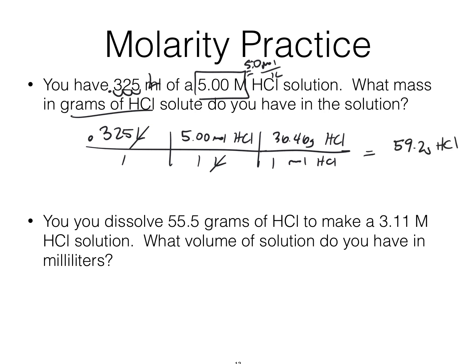We can also do it kind of working in reverse. I have 55.5 grams of HCl, and I want to make a 3.11 molar solution. What volume of the solution do you have in milliliters? Well, just like before, we're going to start with the number we're given, and this time we're going to start with the 55.5 grams of HCl.